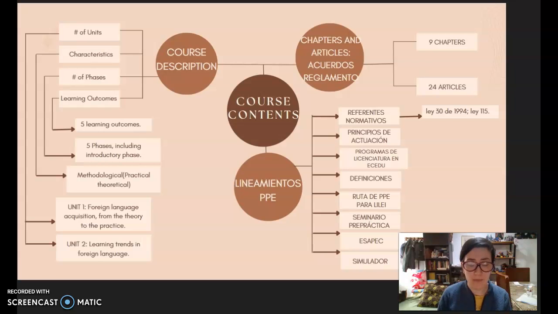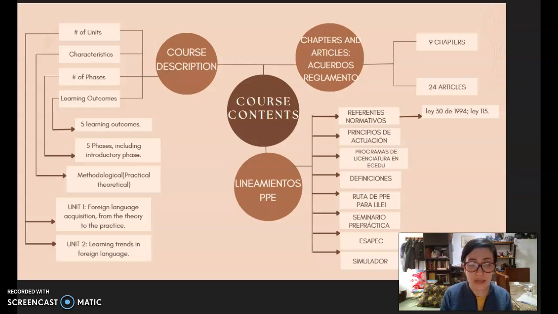First, I'm going to talk about the course description. For the first part, we have the number of units. In this course, we have 2 units. The first one is foreign language acquisition from the theory to the practice. So I guess we are going to talk about all the theory, all the background that we need to use as teachers of a second language, or as English as a second language. So this is the theoretical part of this course.